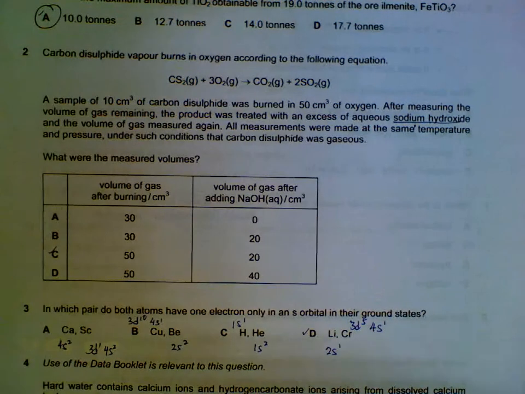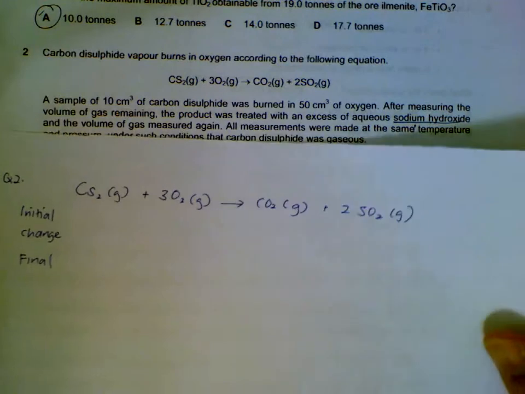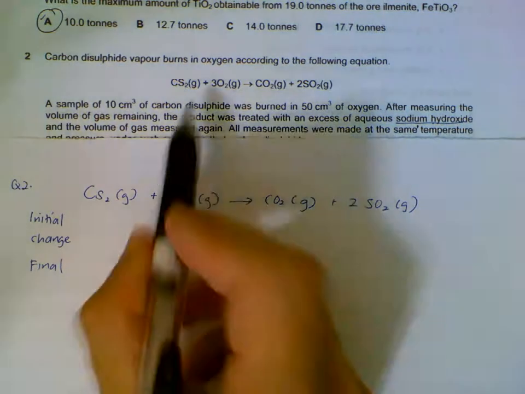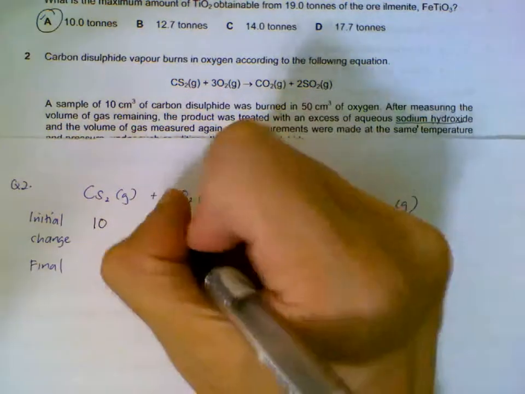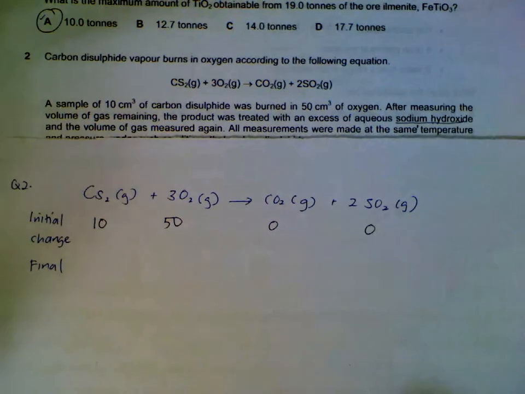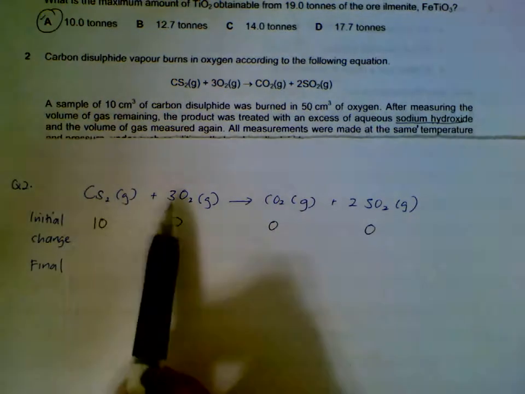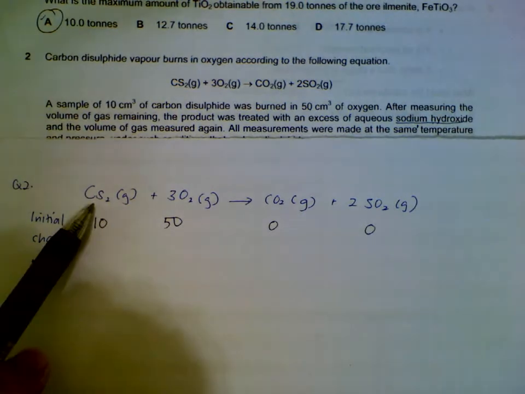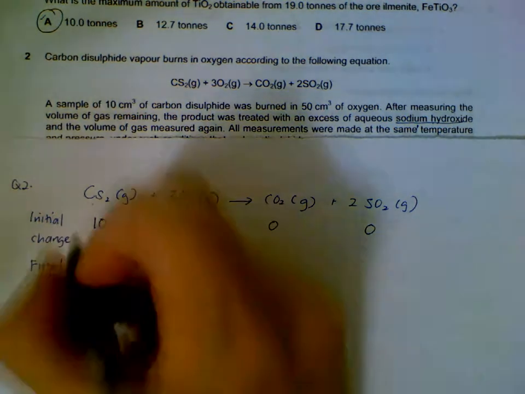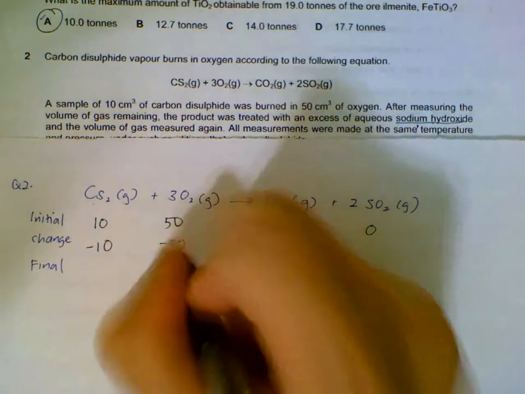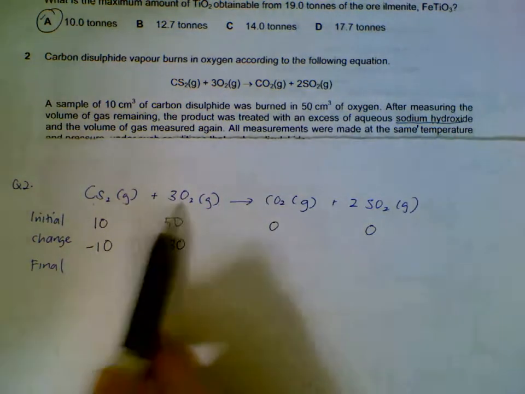So easiest way to do it, again, we will use a table and compare the volumes before and after. We start off with 10 carbon disulfide and we have 50 cubic centimeter of oxygen. No carbon dioxide and sulfur dioxide at the start. And then we look at the ratio. We can see that carbon disulfide is limiting. So all of carbon disulfide will be used up, minus 10. It will at the same time use up 30 cubic centimeters of oxygen because of the ratio.